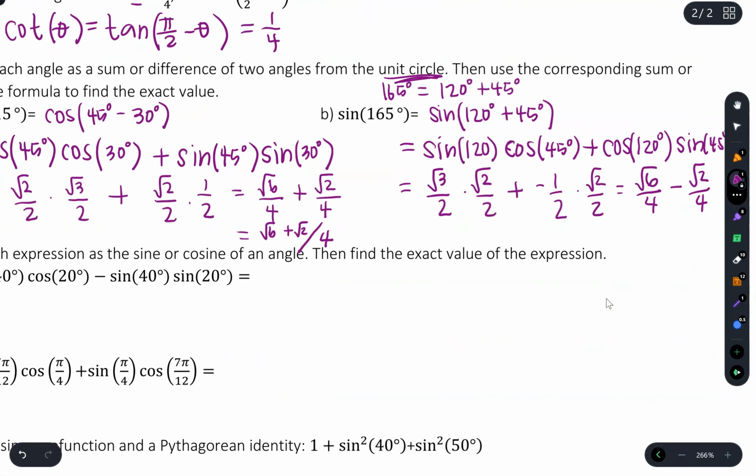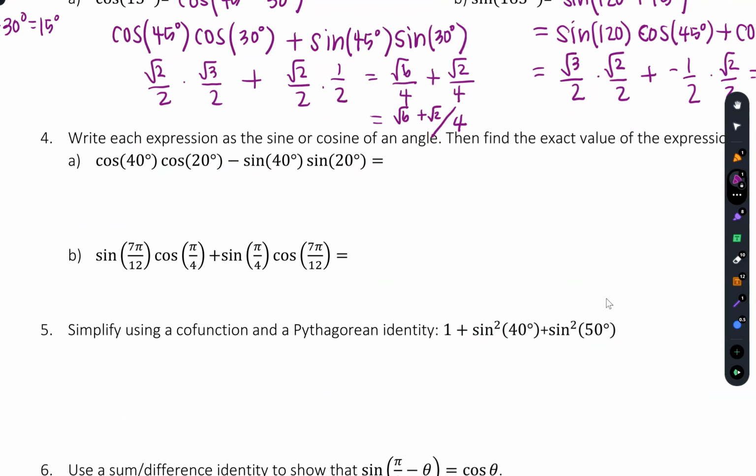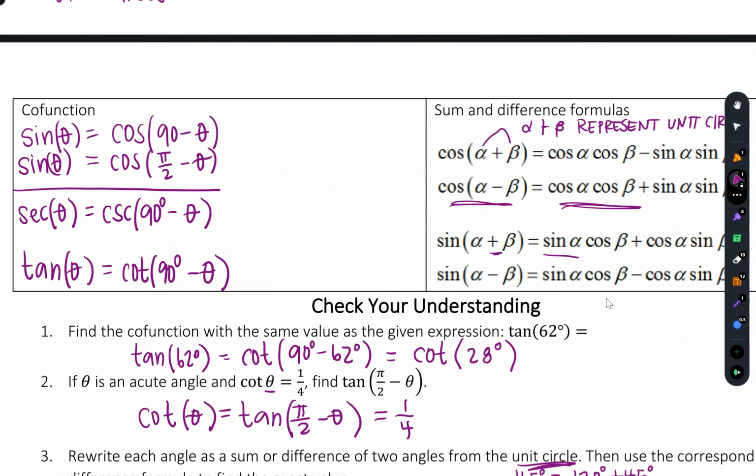All right. Let's look at number 4 here. So number 4, write it as one sine. So 40 degrees does not lie on the unit circle. 20 degrees does not lie on the unit circle. So we've got cosine, cosine together, and I've got sine and sine together. So which one of these has cosine, cosine together? Here we go. So it's going to be either a sum or difference of cosine.